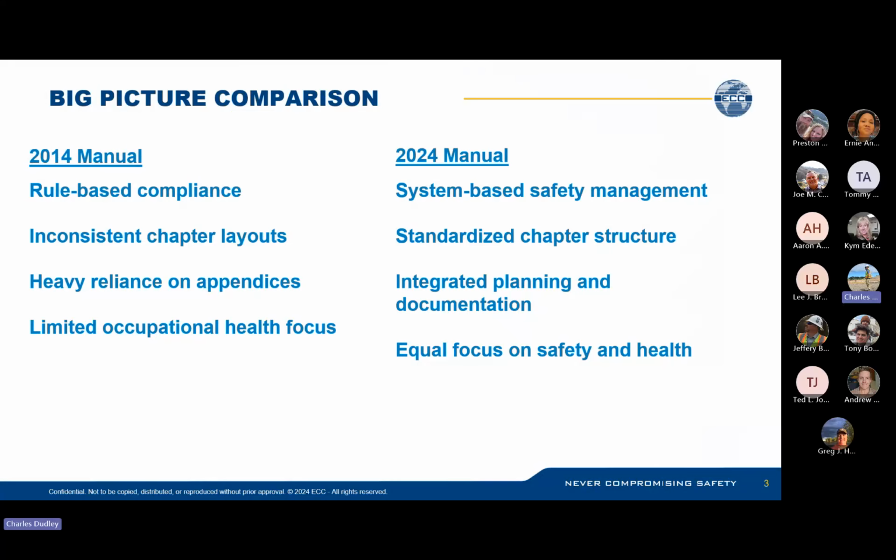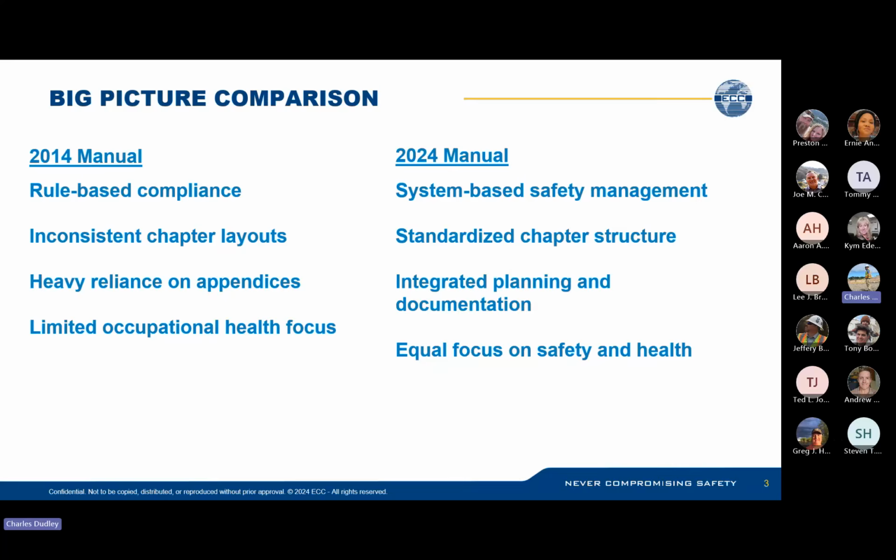So big picture comparison, right? The 2014 manual was rule-based, like I talked about earlier, relying heavily on appendices and a really inconsistent chapter layout. It focused largely on physical safety hazards with limited attention to occupational health, all stuff that you guys should already be aware of. But in contrast, the 2024 manual adopted a system-based safety management approach, which included standardized chapter structures.